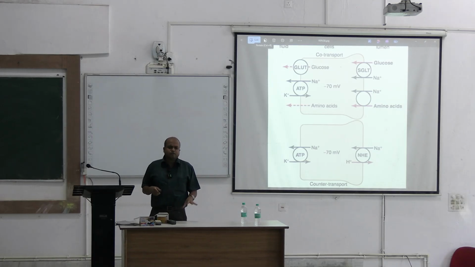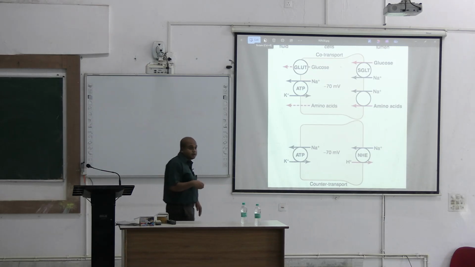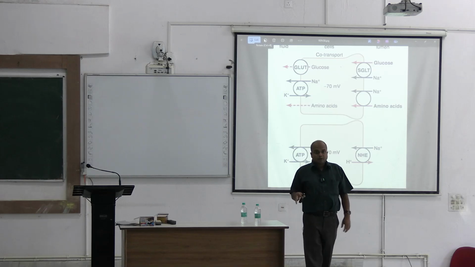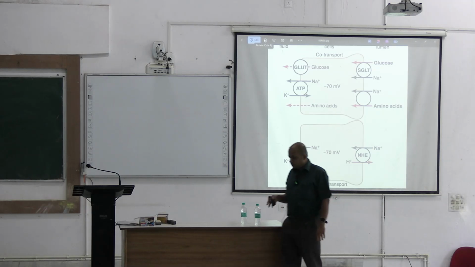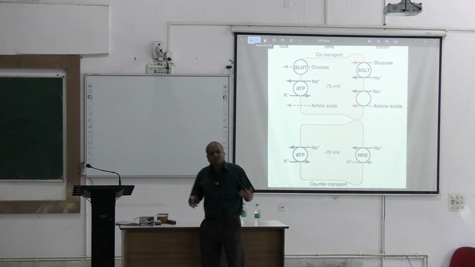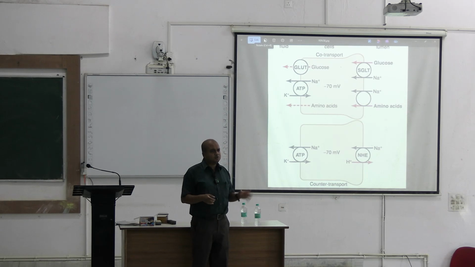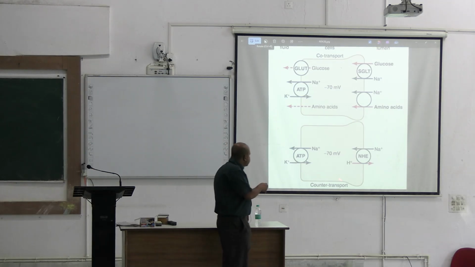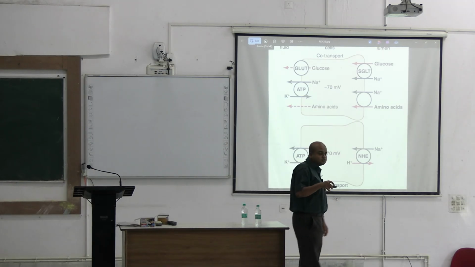In the proximal convoluted tubule, what happens? Most substances are reabsorbed. Almost 67 to 68%, almost 70% of the total reabsorption of sodium, occurs in the proximal convoluted tubule. How is glucose handled? Almost 100% is reabsorbed in the proximal convoluted tubule itself. So glucose goes along with sodium.